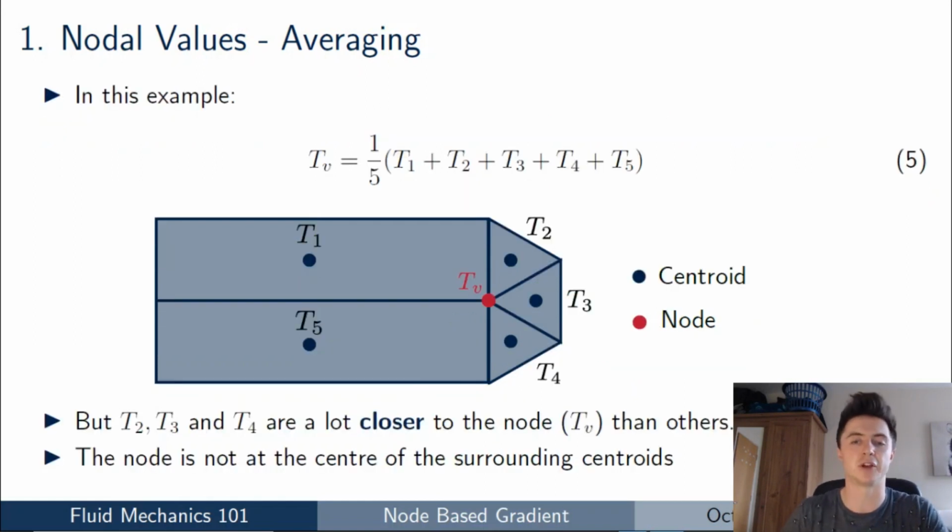So just to write this out fully, TV, that's the temperature at the node or the vertex, would be 1 over 5 multiplied by the summation of those 5 temperatures. Now, this is one method that we could use to compute the nodal values.